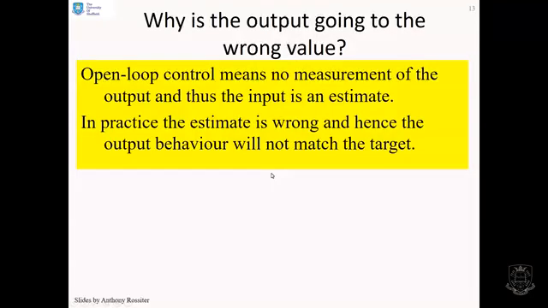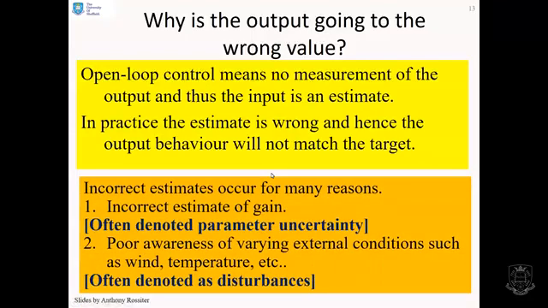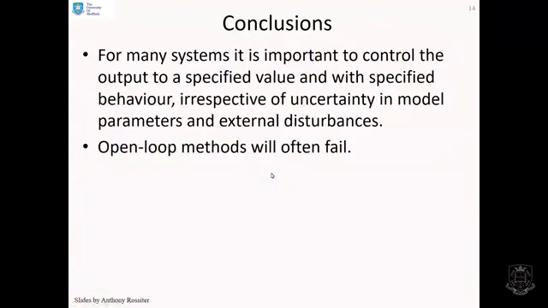So, open loop control means no measurement of the output, and thus the input is an estimate. In practice, the estimate will be wrong, and hence the output behaviour will not match the target. Now, incorrect estimates can occur for many reasons. We can have incorrect estimates of gain, which is often denoted parameter uncertainty. We can have poor awareness of varying external conditions, such as wind, temperature, and so on, and these are often denoted as disturbances.